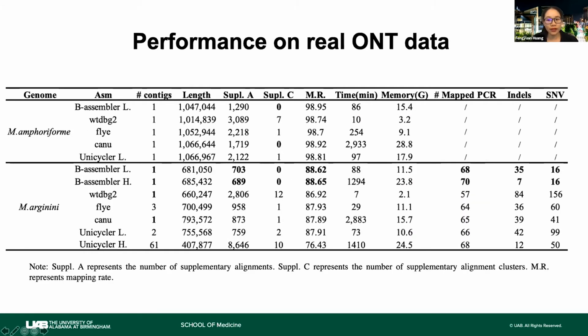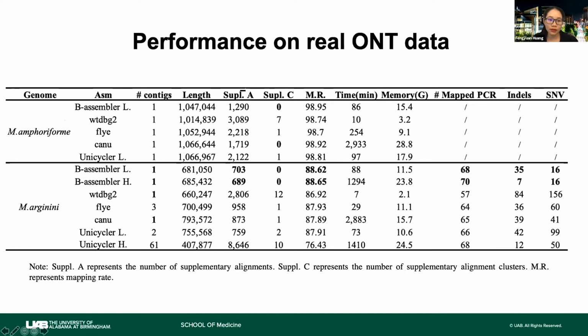To test on real data sets, we sequenced nanopore reads from Mycoplasma and Phyllobacterium, and hybrid reads from Mycoplasma arginini. Since these two strains diverge significantly from the published genome, we cannot use QUAST, which requires a reference to evaluate the quality. We introduce two new metrics, supplementary alignment and supplementary cluster, to indicate assembly errors, based on the fact that we do not expect to see supplementary alignments or clusters in error-free assemblies.